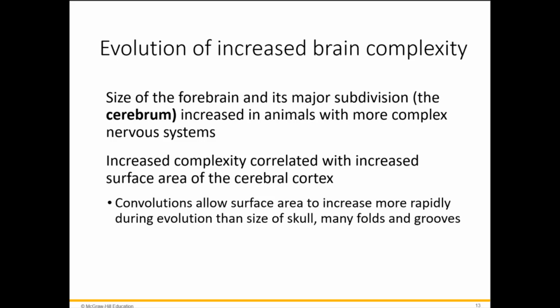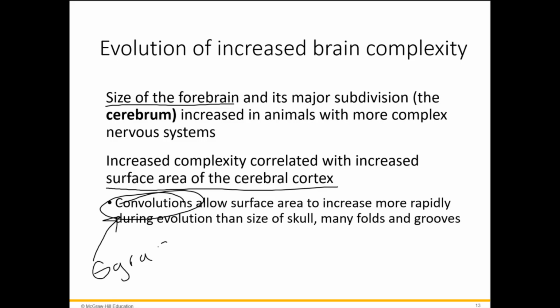So, evolution of increased brain complexity. The size of the forebrain and its major subdivisions increases in animals with more complex nervous systems. So the complexity is based on the size, and it also has an increased surface area and convolutions, which are called gyrus and sulcus. The gyrus is a ridge and the sulcus is a groove. So these are the folds of the brain.